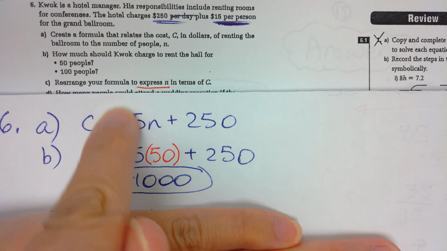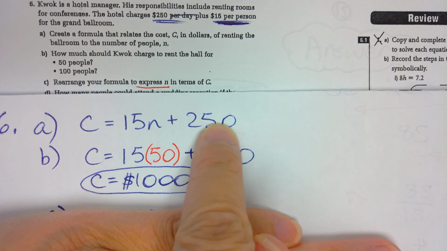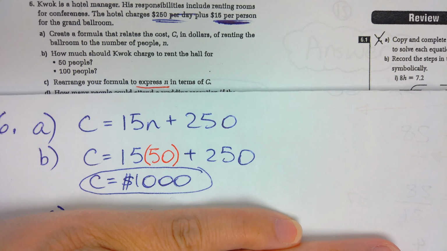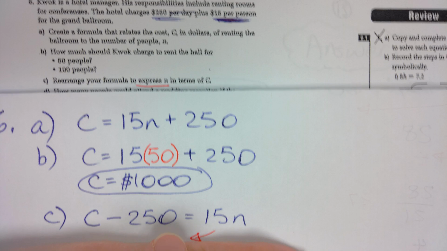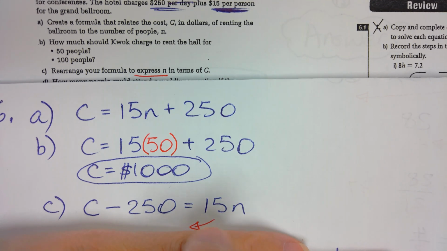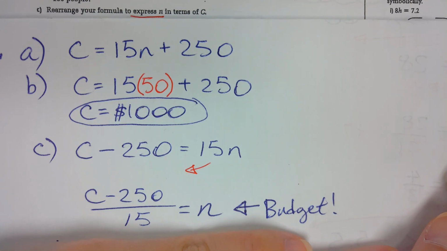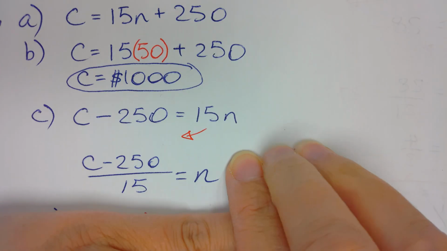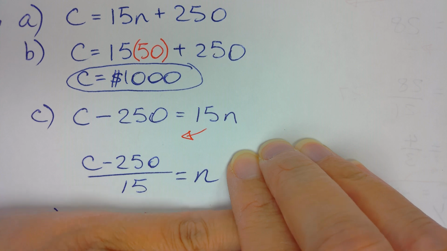Okay, so looking at this, what should I move away first? Should I move away the 15 or should I move away the 250? 250, because it's adding and subtracting. So move away that 250 and then divide by 15. Okay, and then I get this answer. Remember, you're dividing 15 to everything. So I have everything over 15.